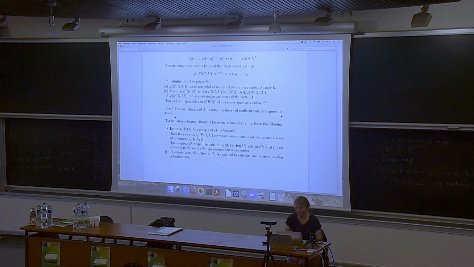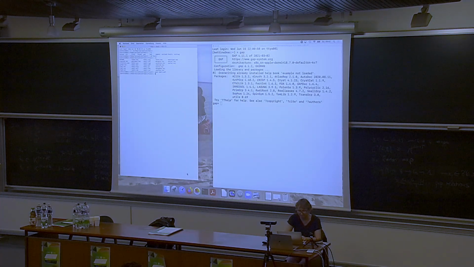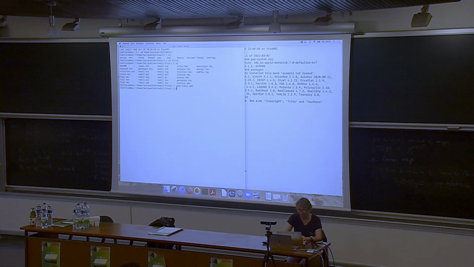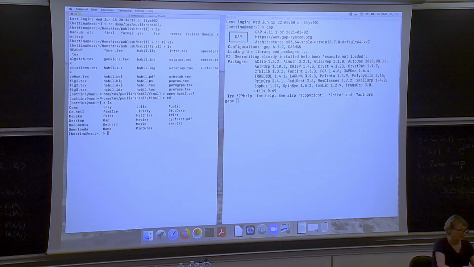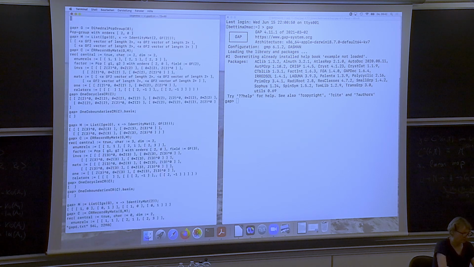Okay, I have a few more minutes, and I thought we could have another GAP session and I try to tell you how this all looks in GAP. Let's see. I think it was right here.